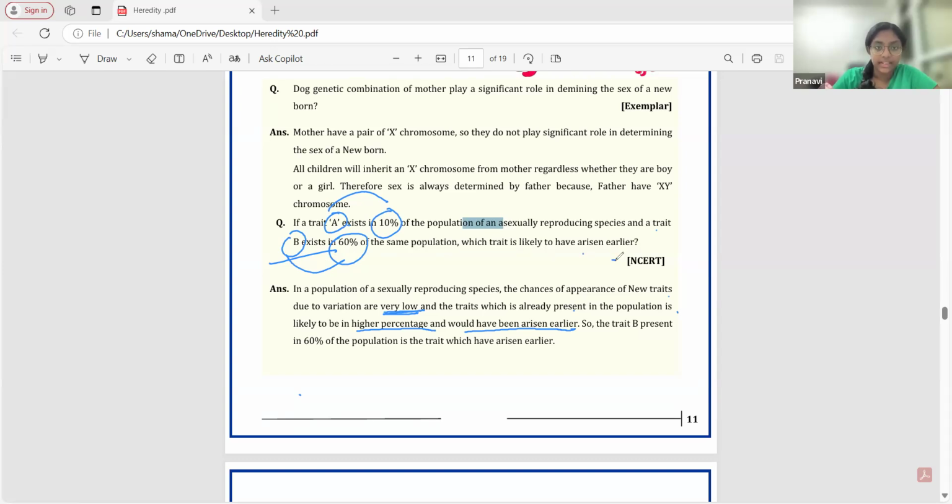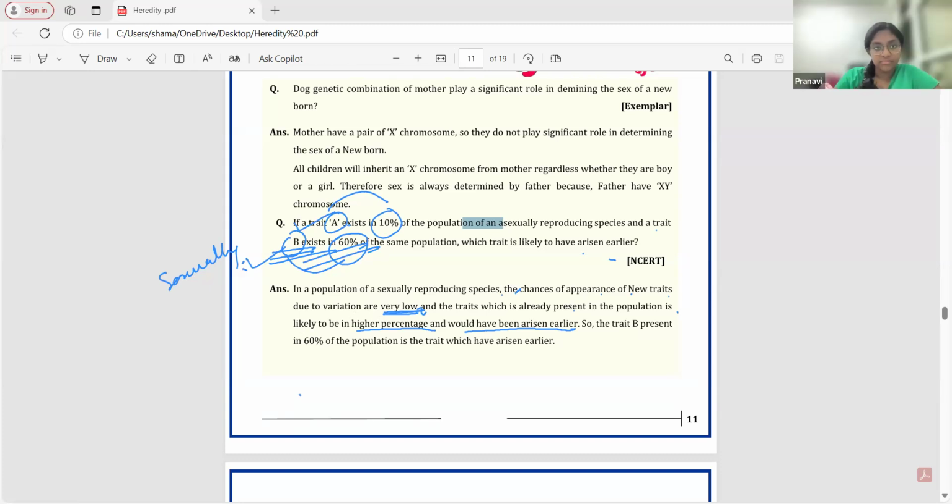The question says if a trait A exists in 10% of the population of an asexually reproducing species, maybe there's a spelling mistake in the answer, because it says in a population of B, asexually. It'll be sexually, because even in NCERT it says sexually reproducing species, the chances of appearance of new trait due to variation is very low. I thought variation was high in sexual reproduction. No, no, new traits which already exist will appear faster. So A and B exist. In 60% it is already exist.